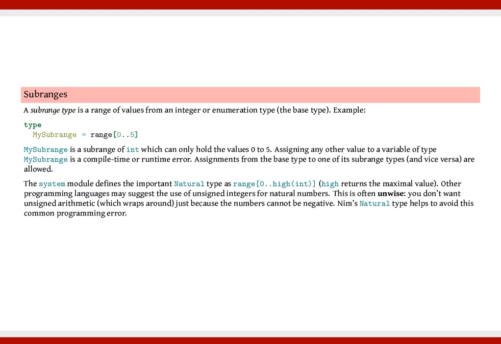Other programming languages may suggest the use of unsigned integers for natural numbers. This is often unwise. You don't want unsigned arithmetic, which wraps around just because the numbers cannot be negative. Nim's Natural type helps to avoid this common programming error.